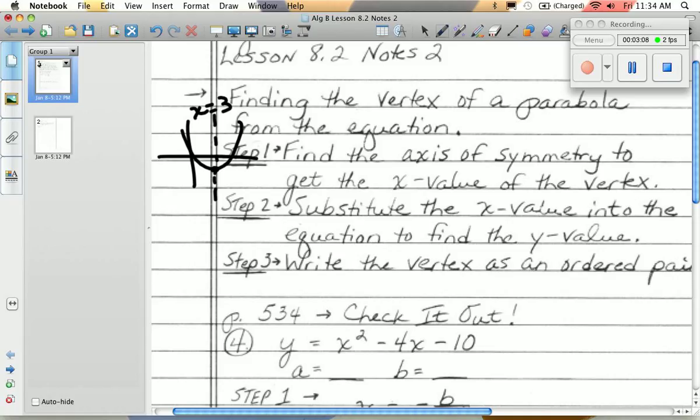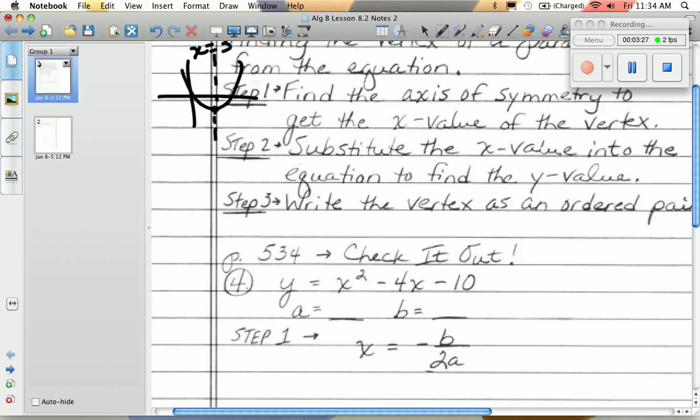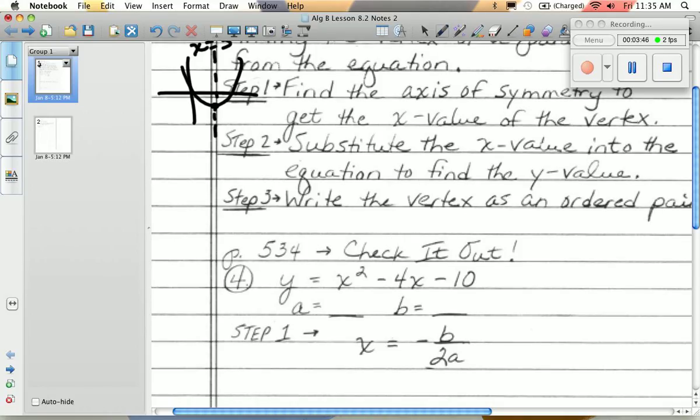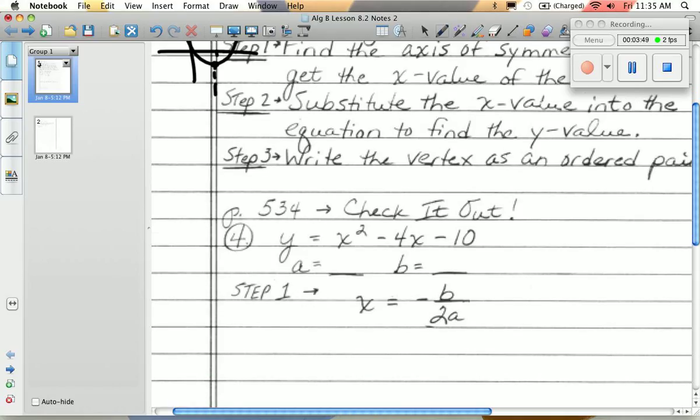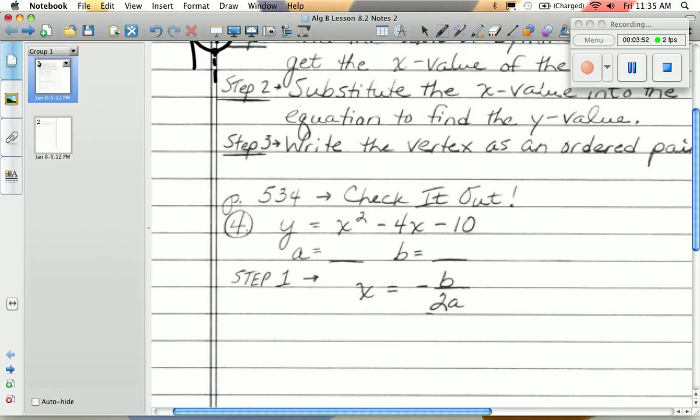So step 1 today, we're going to find the axis of symmetry. Well, what did we have to use yesterday to find the axis of symmetry from an equation? Negative b over 2a. We used that little formula. x equals negative b over 2a. So we're going to use that formula first to find the axis of symmetry. Then that's the x value of the vertex. So step 2, we'll substitute that x value into the equation. Wherever there are x's in the equation, we'll put that number in, simplify it down, and evaluate for y. And then we'll have our x value and our y value from our vertex, and we can write it as an ordered pair, just as if we were going to have the graph to look at.